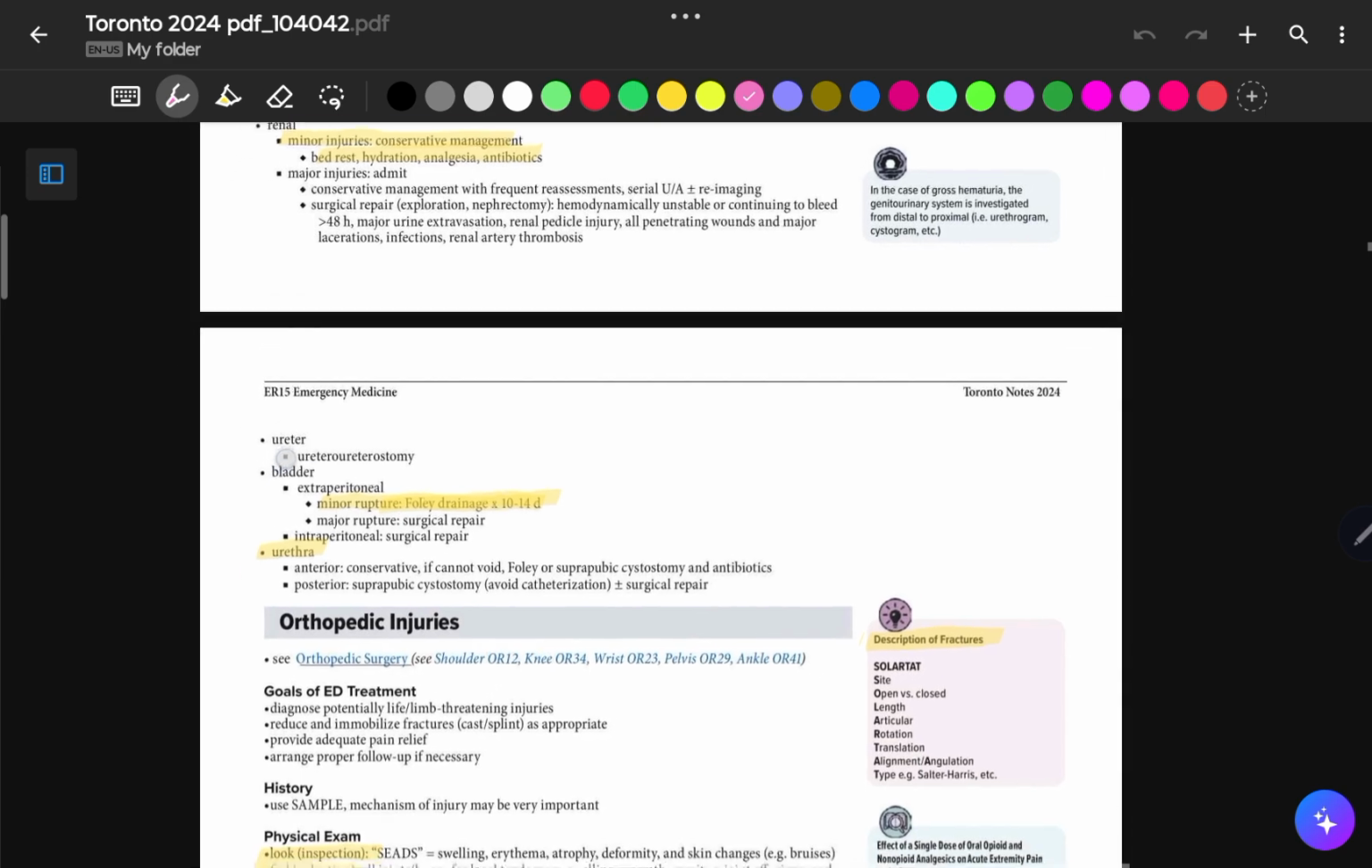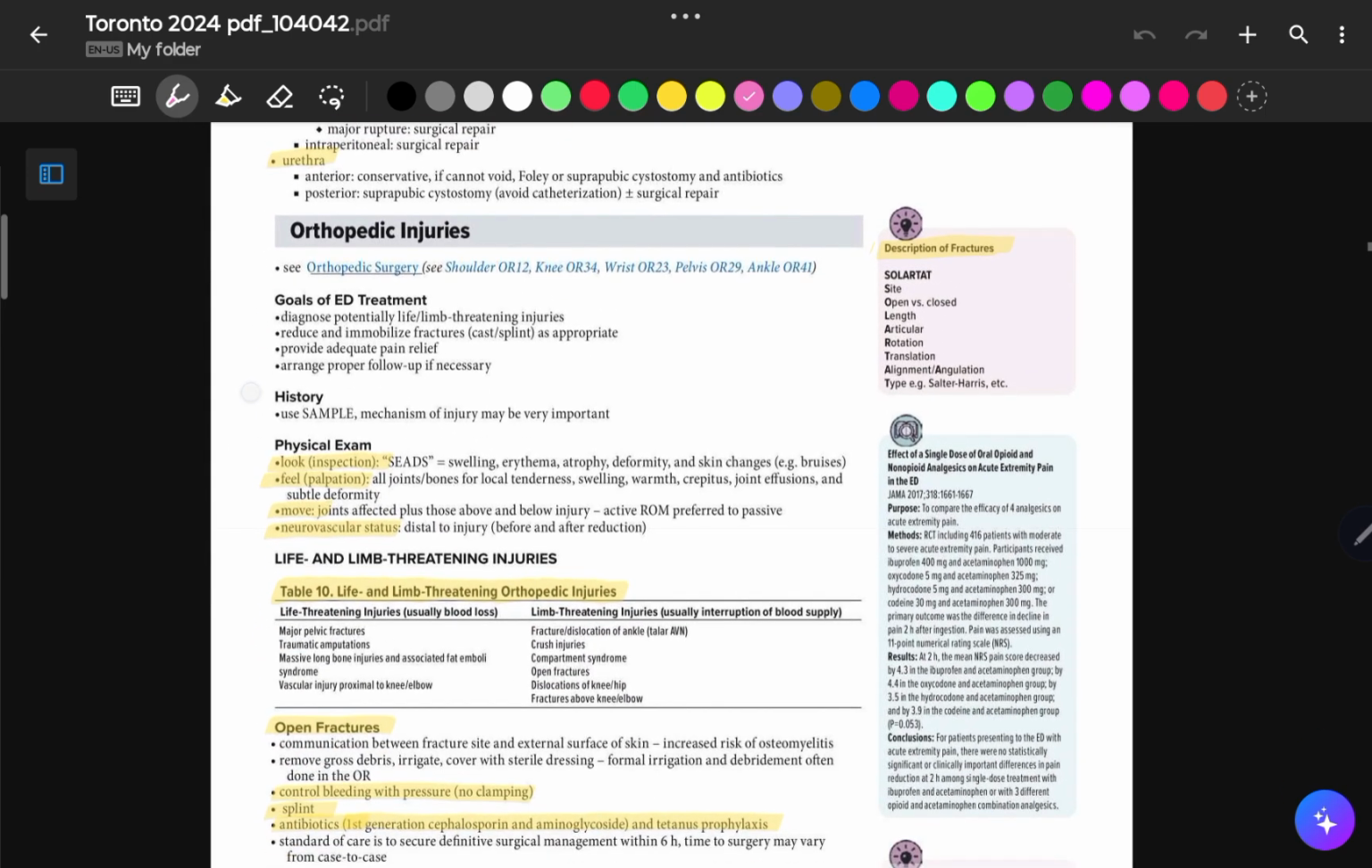So, orthopedic injuries. How would you describe a fracture? If a patient presents with a fracture, you use the mnemonic SoloStat. First, note the side. Is it open or closed? What is the length of the structure? Is it articular? Is it rotated? Is there translation? Any alignment or angulation? And the type of fracture.